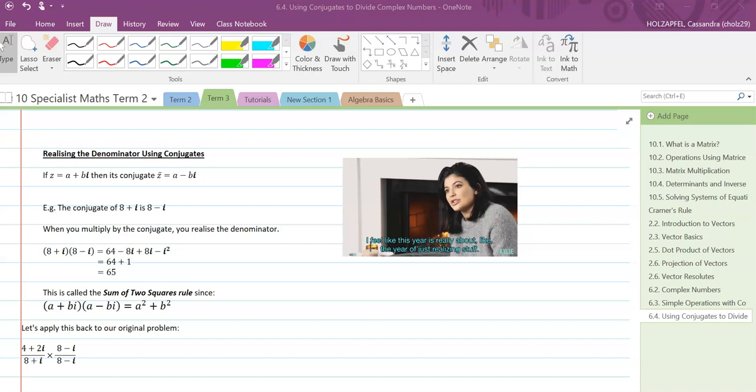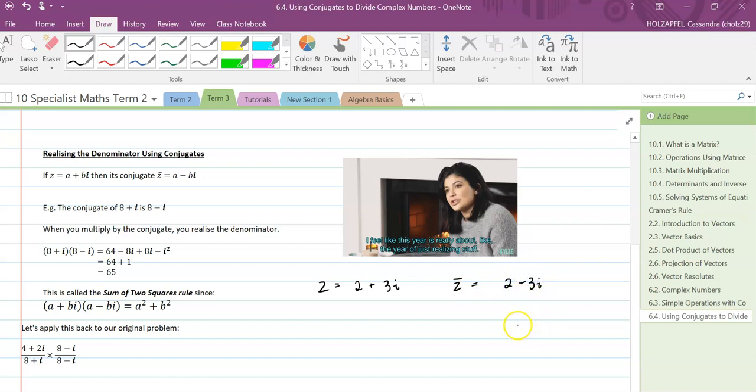So just as a refresher, the conjugate of a complex number is just the number, except instead of having a plus, we have a minus, or instead of having a minus, we have a plus. So for example, if I had z equal to 2 plus 3i, then its conjugate is going to be equal to 2 minus 3i.